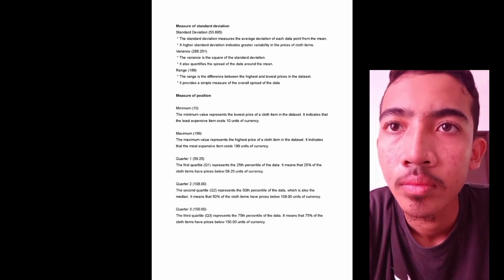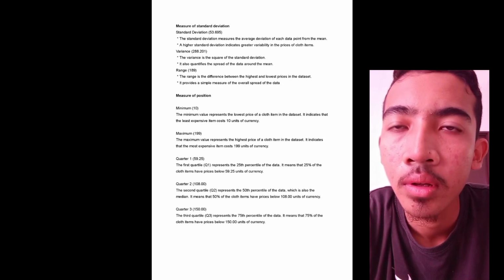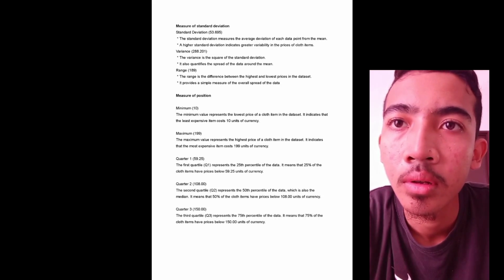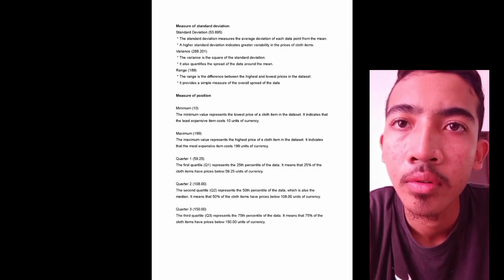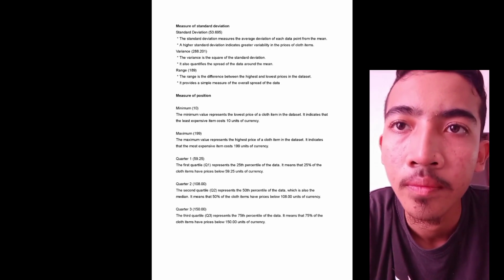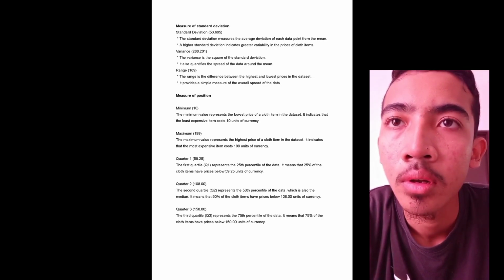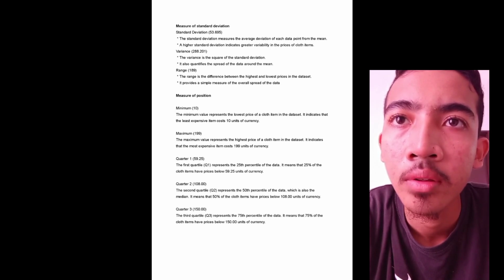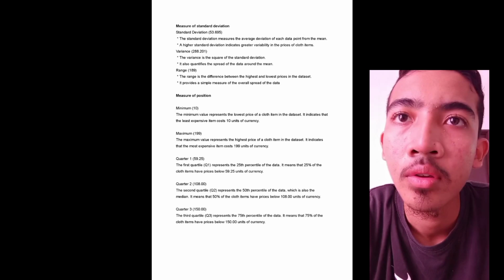Quartile 2, 108. The second quartile represents the 50th percentile of the data, which is also the median. It means that 50% of closed items have a price below 108 units of currency. Quartile 3, 150. The third quartile represents the 75th percentile of the data. It means that 75% of the closed items have a price below 150 units of currency.